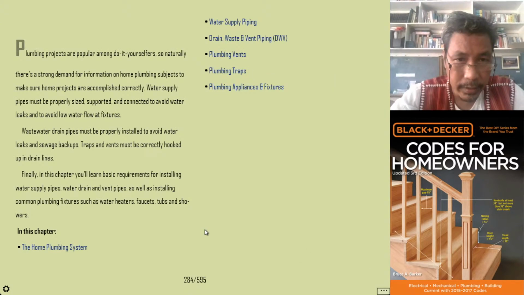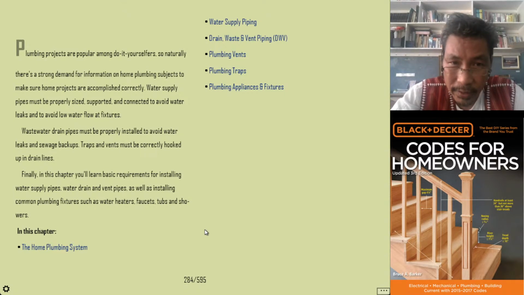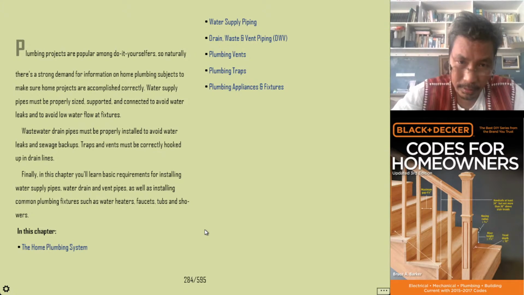So again, under this chapter, we will discuss 6 different subtopics. Those are the home plumbing system, water supply pipings, and DWV. What is DWV again? Here on your screen, it means drain, waste, and vent. That is DWV. Plumbing vents, plumbing traps, plumbing appliances, and fixtures.